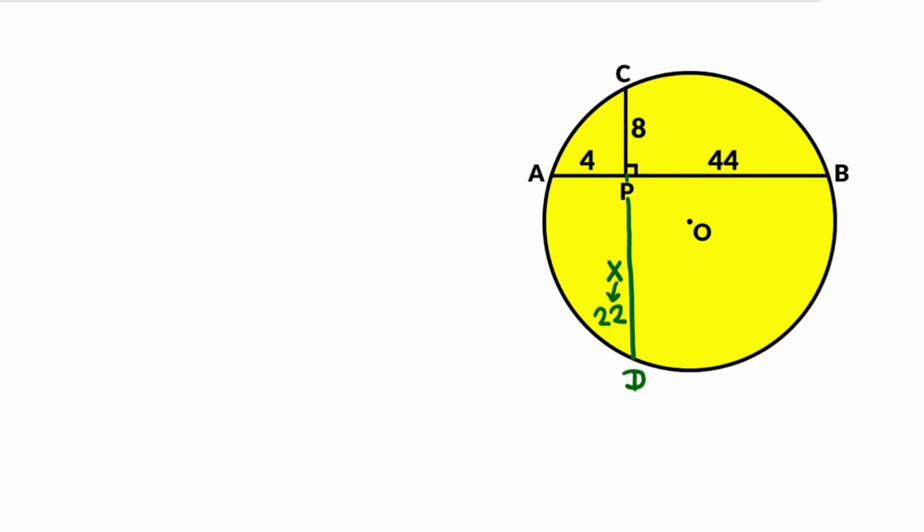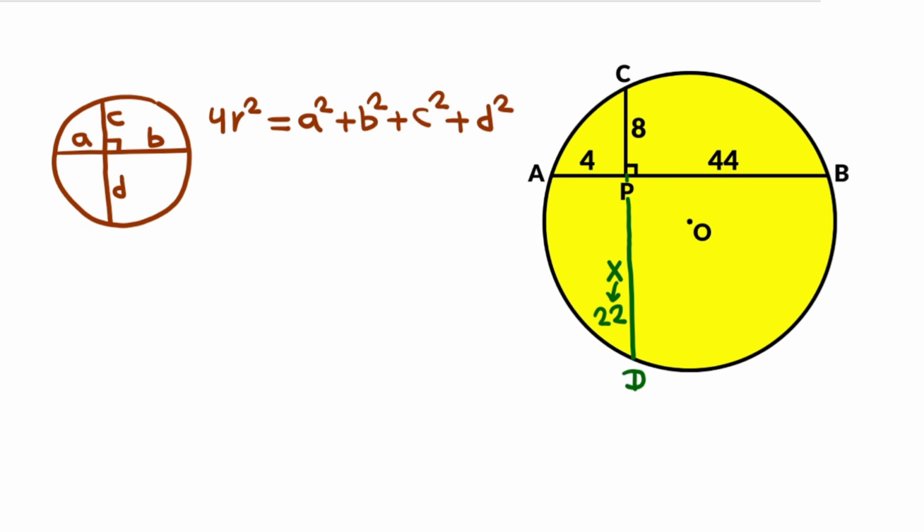Now comes a beautiful shortcut. Whenever two chords intersect at a right angle inside a circle, there's a very useful formula. 4 times the radius squared equals the sum of the squares of the 4 chord segments. Our 4 segments are 4, 44, 8, and 22. So, 4 times radius squared equals 4 squared plus 44 squared plus 8 squared plus 22 squared.